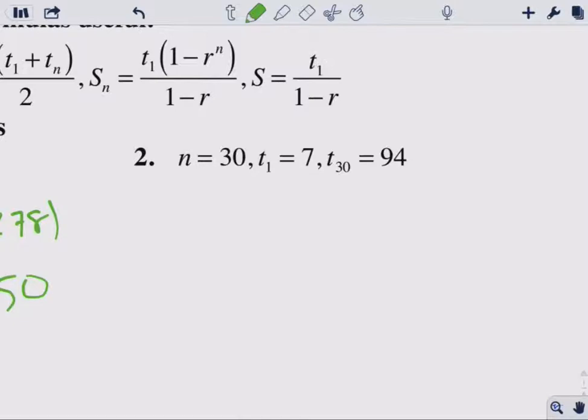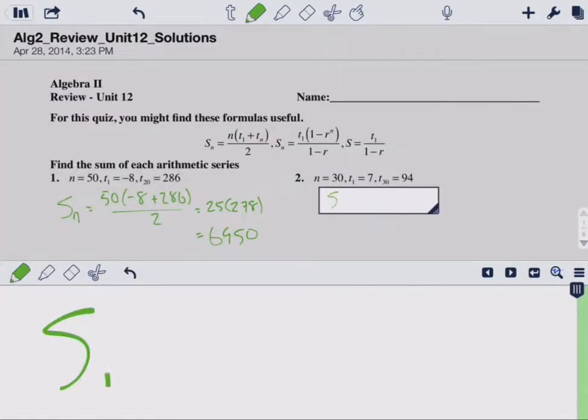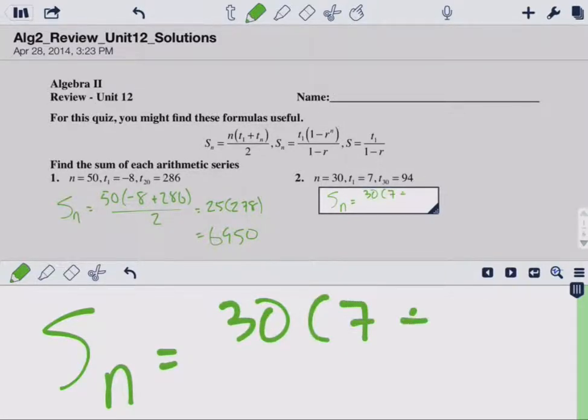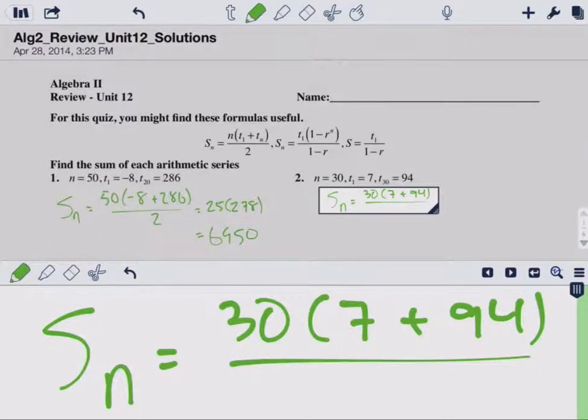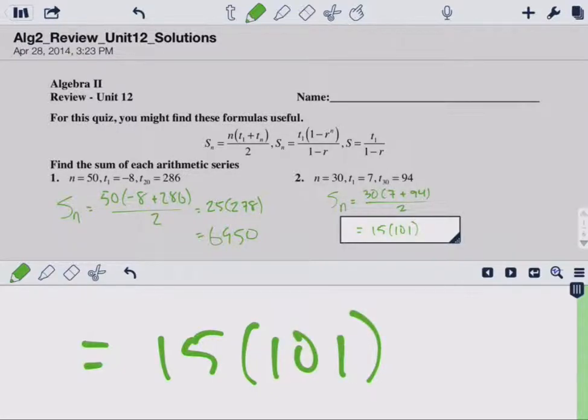Same type problem. Okay, do it this way. All right, S sub n is equal to 30 times 7 plus 94 all over 2. So that's equal to 15 times 101. Right, 15 times 101, and we do that on the calculator, and we get 1515.